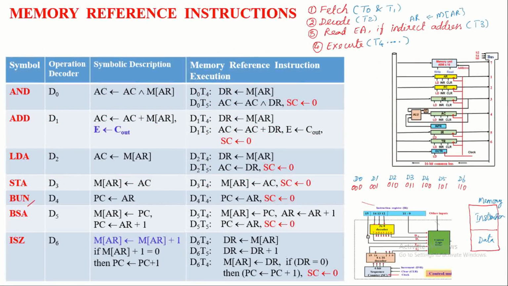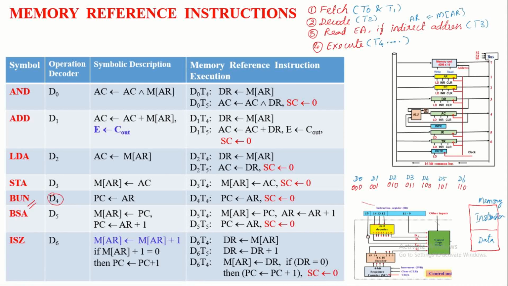Coming to the next operation, the branch unconditionally operation. It is performed when the D4 output of the decoder is active. The branch unconditional operation is performed in order to transfer the program control to the instruction whose address is specified by the effective address of the address register.